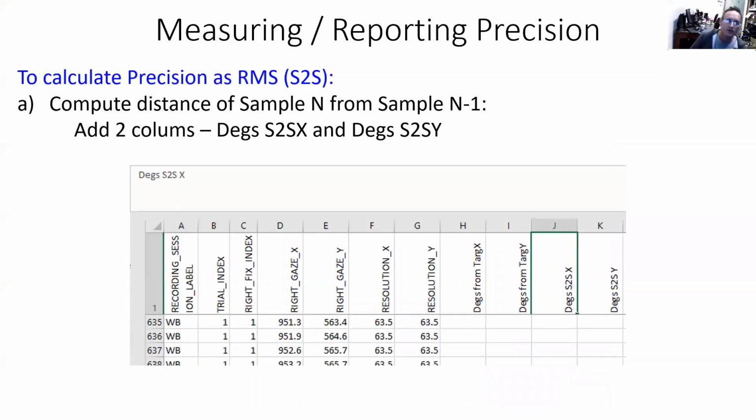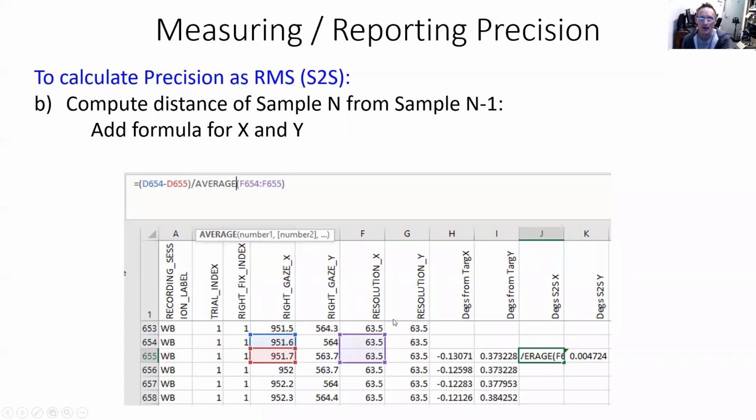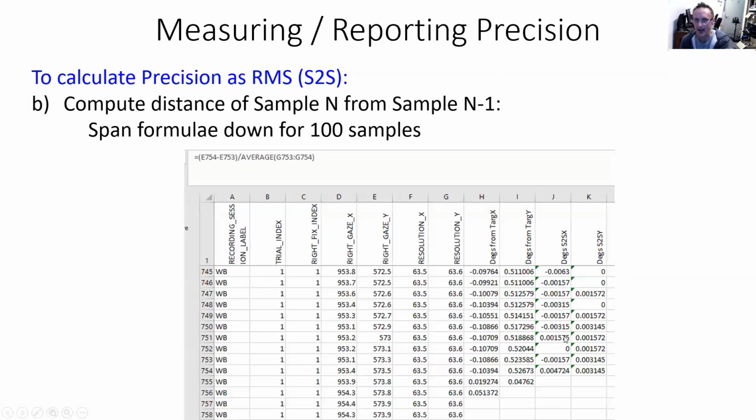Now, you can do the same trick in Excel or R or wherever you want to calculate the root mean square sample to sample. It just involves creating a few more columns. So now you can create columns degrees sample to sample for the X and degrees sample to sample for the Y. And the trick is you're just going to subtract one row from the row above and then divide by the average resolution, just to convert from pixels into degrees of visual angle. You do that for X and Y, again, span it down.